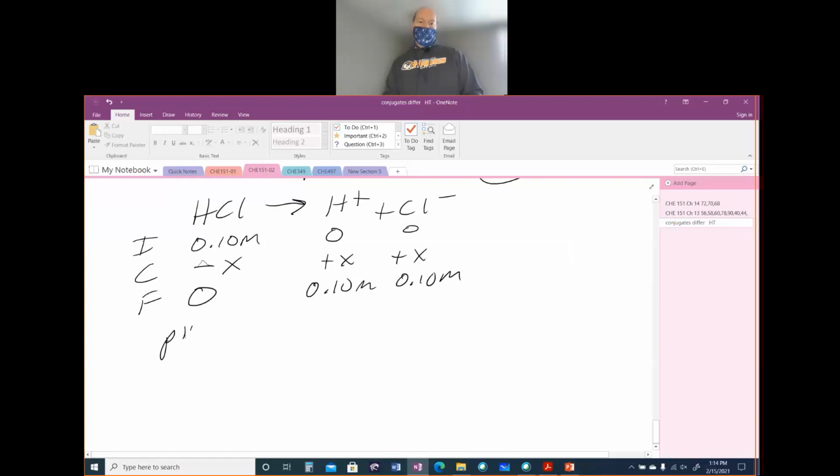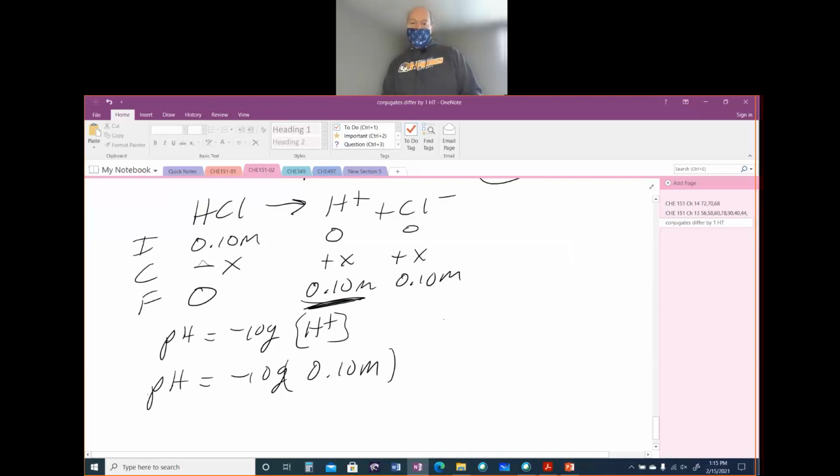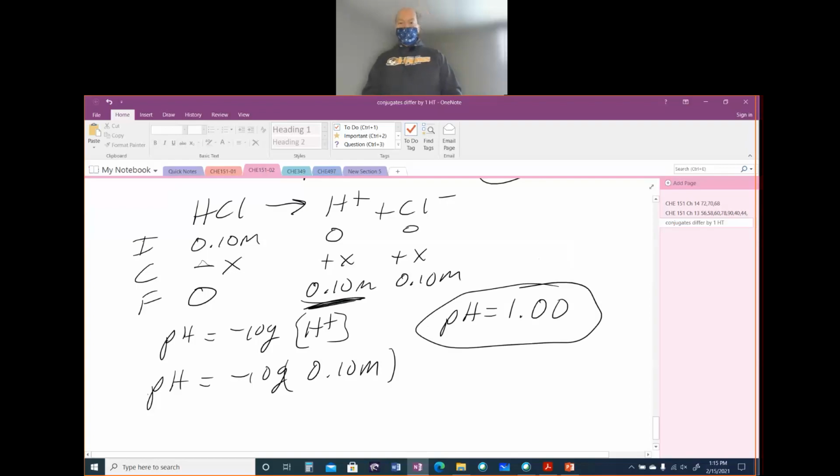And so your pH is equal to the negative log of your H plus concentration, which in this case is 0.10 molar. So when you push the buttons, you get a pH equal to 1.00. All right, so sig fig rules. It's a strange rule when you're doing pH. We're not going to learn that rule. Over 90% of the time, the answer is 2 decimals.